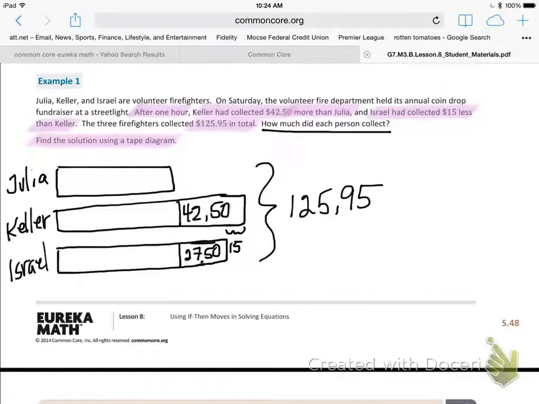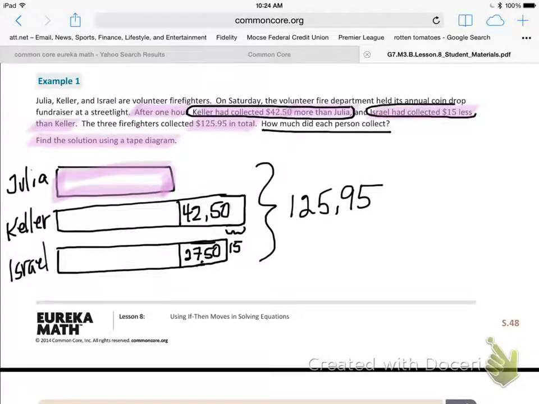Okay, so here's how I set it up here. And if you haven't yet solved it and you're having a little difficulty with setting this up, I'd like to ask you why I chose to leave Julia's as one unknown unit. You can see right there. Well, if you go back and look at the problem, you see that Keller is being compared to Julia, and Israel is being compared to Keller. So we have something to work off of.